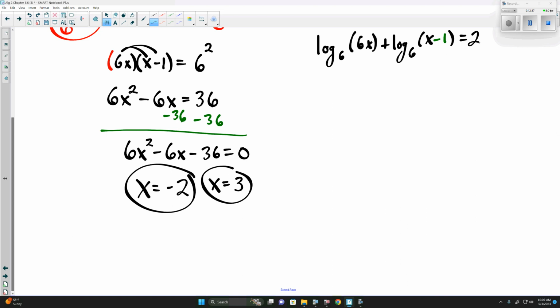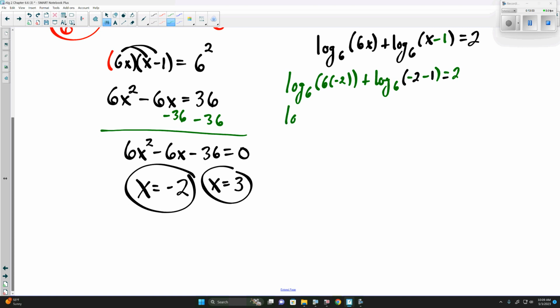Now between these two here, which solution do we think is probably not going to work? Probably the negative 2. And if we plugged it back in, log base 6 of 6 times negative 2 plus log base 6 of negative 2 minus 1 is equal to 2.